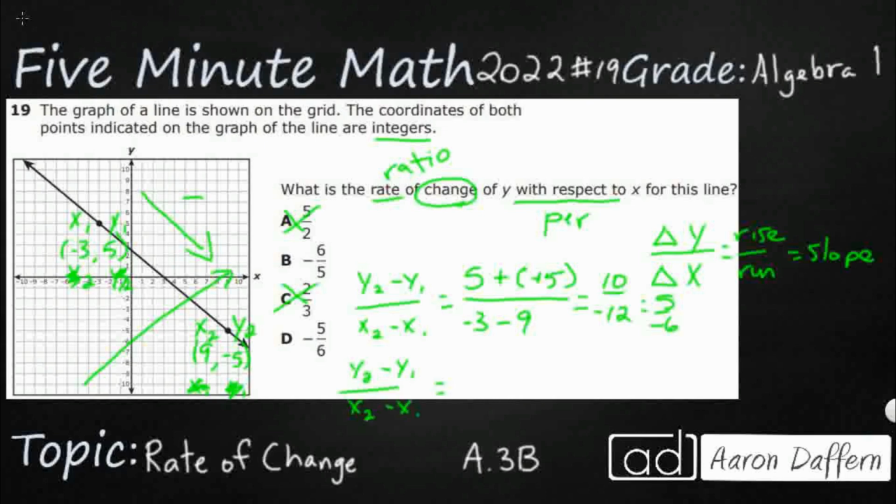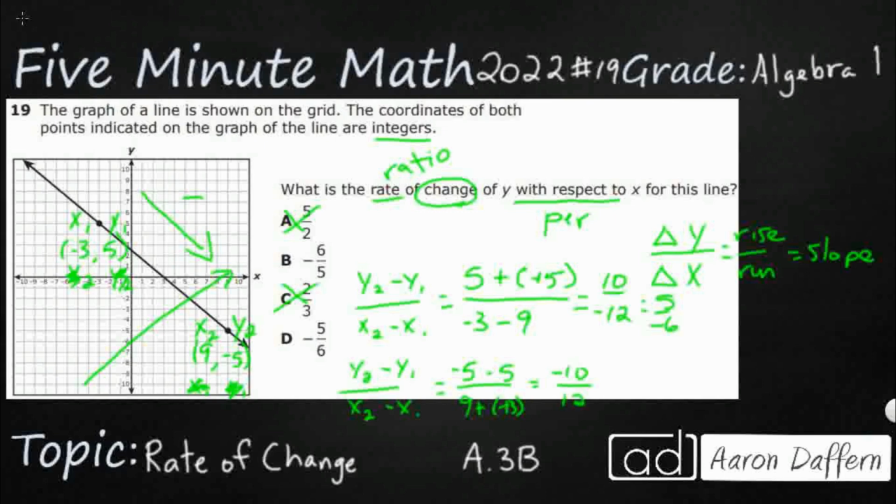So my y sub 2 is -5, and then my y sub 1 is 5, so -5 minus 5. So you notice how I got 10 the first time, right? That's going to now give me -10. My x sub 2 is 9. X sub 1 is -3, so 9 minus -3. That's going to change signs. 9 plus 3 is 12.